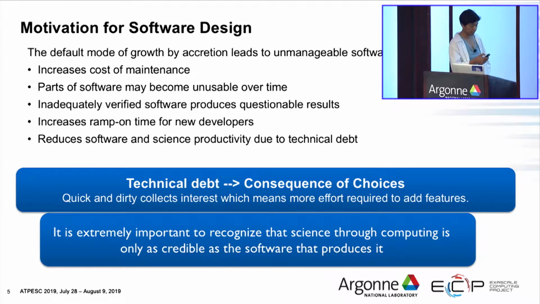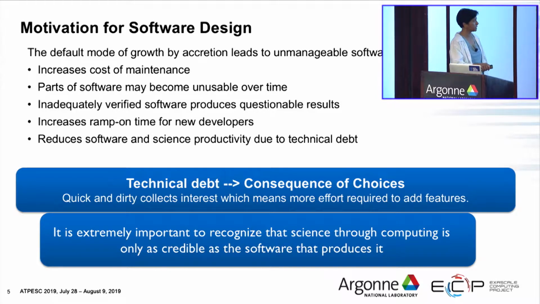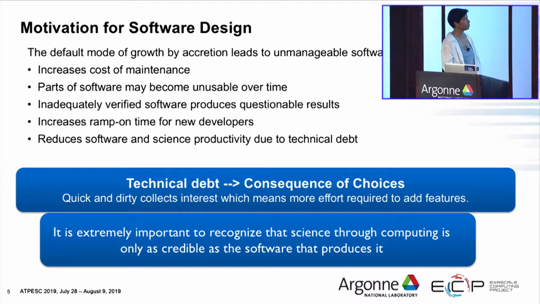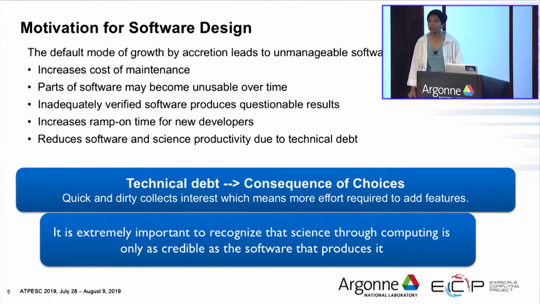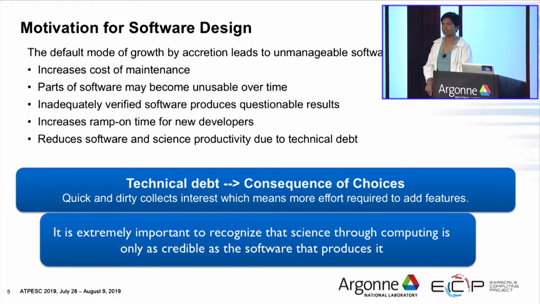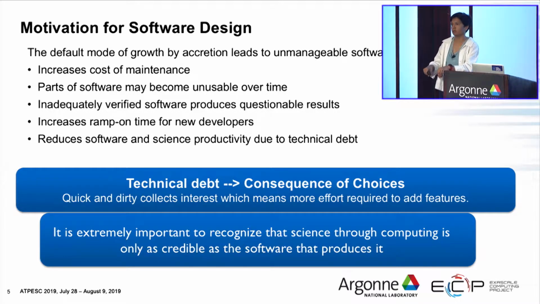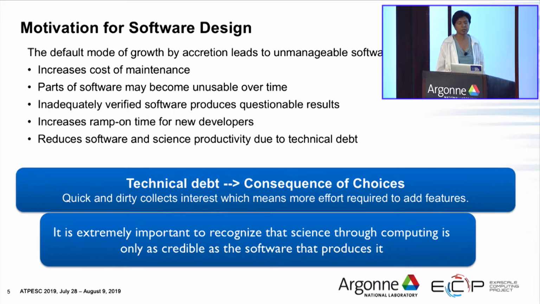Because it is, and I'm sure this has been emphasized earlier on, the science through computing is only as credible as the software that's producing it. It can be less credible than the software that's producing it, but it cannot be more credible than the software that's producing it, right? So that's why this is important.